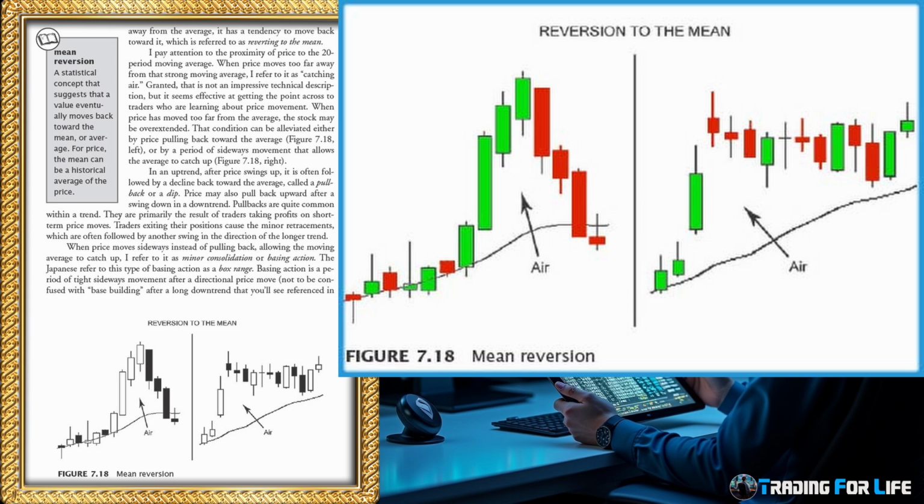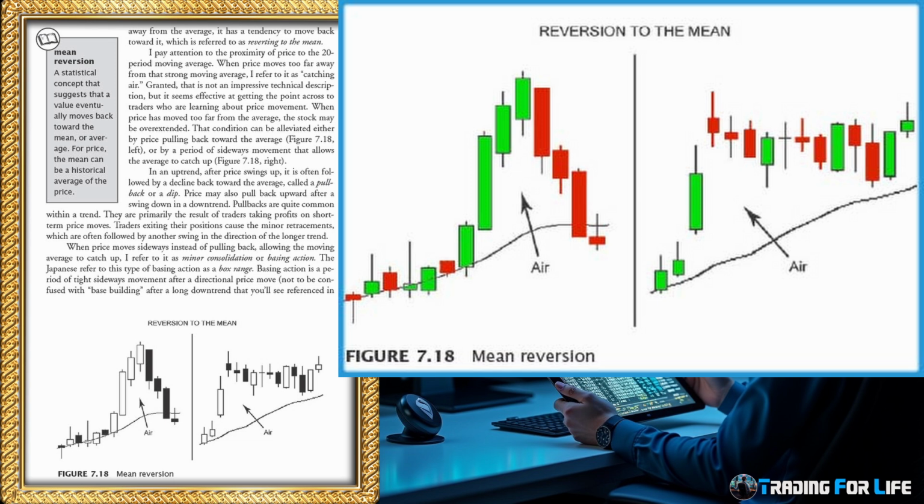In an uptrend, after price swings up, it is often followed by a decline back toward the average, called a pullback or a dip. Price may also pull back upward after a swing down in a downtrend. Pullbacks are quite common within a trend. They are primarily the result of traders taking profits on short-term price moves. Traders exiting their positions cause the minor retracements, which are often followed by another swing in the direction of the longer trend.